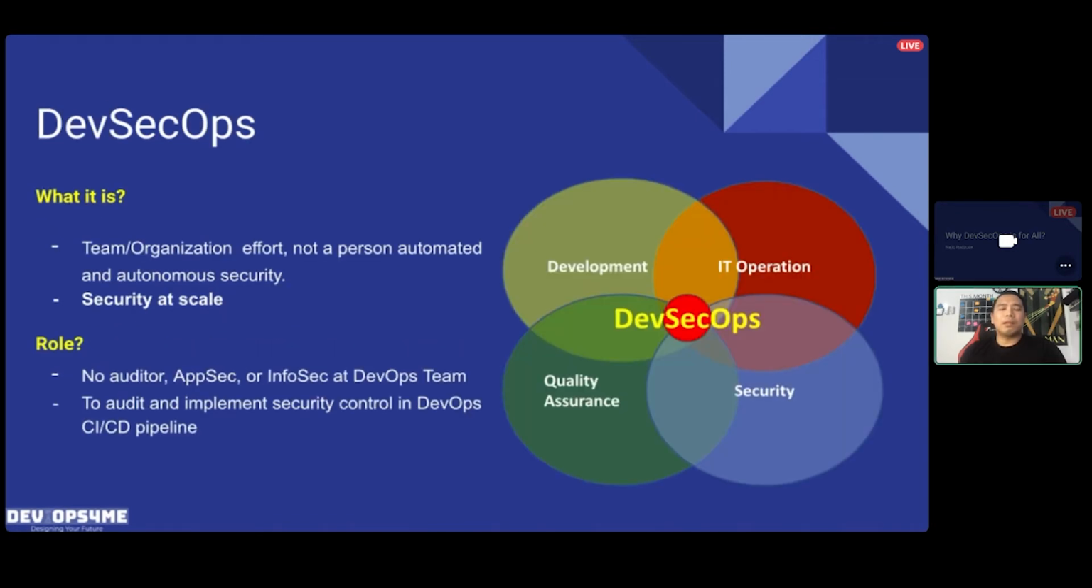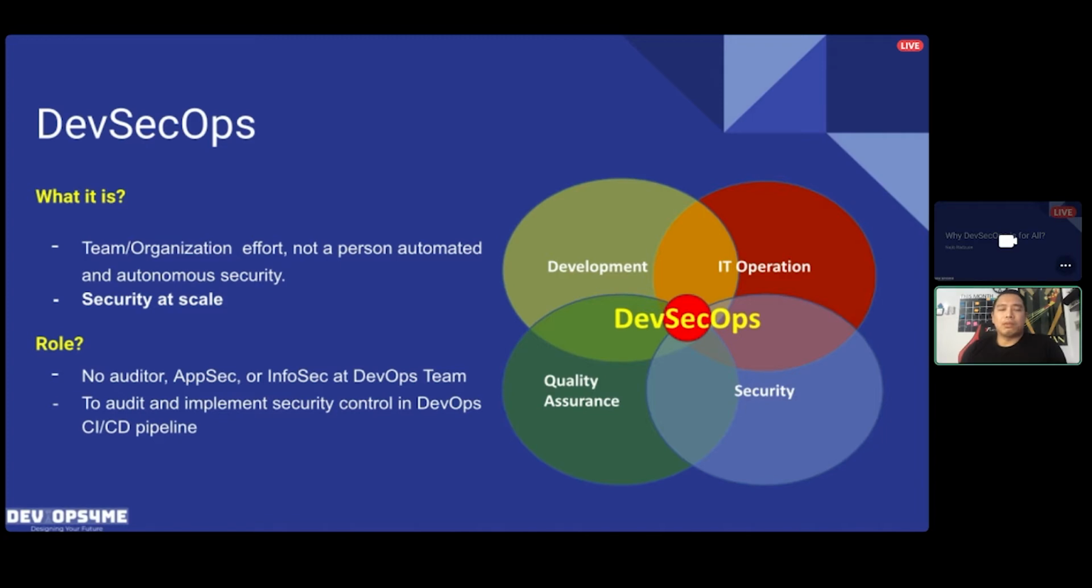Now DevSecOps, what is DevSecOps? In the modern security model, everyone in the team is responsible for security, implementing it in their application from the planning, design, development, QA or testing, to the release in the production environment. So it's more like a team or organization effort. It's not only one person, it's automated or autonomous security. We can say it's security at scale.